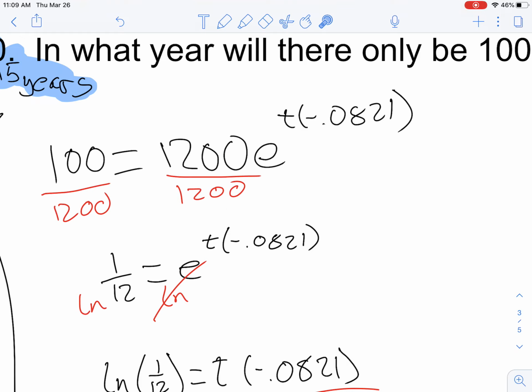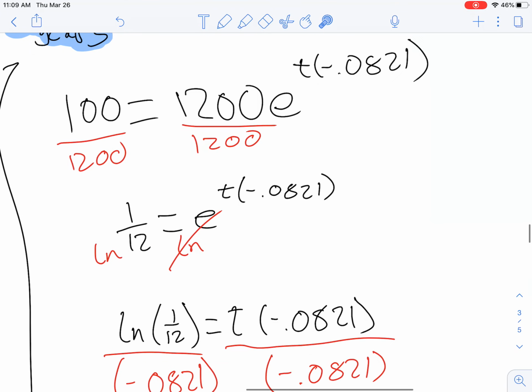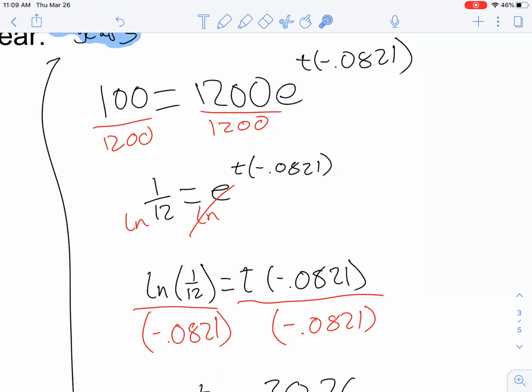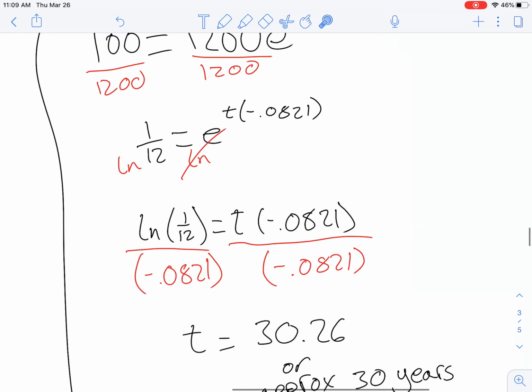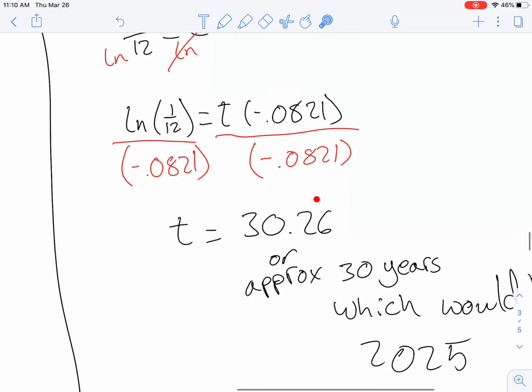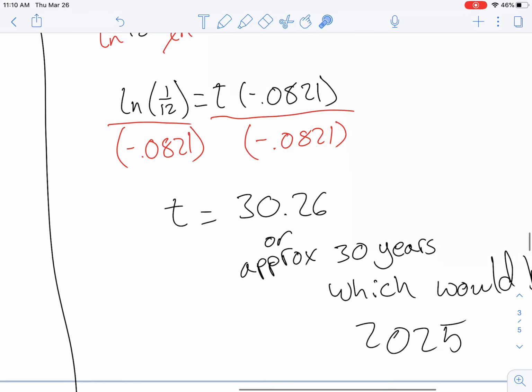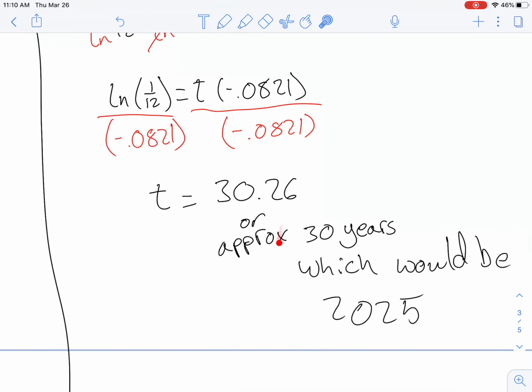So we divide 1200 to both sides. I rewrote it as 1 over 12, just got rid of the zeros. I just reduced the fraction, but I didn't actually evaluate the fraction. Then we natural log both sides. And that gives us the natural log of 1 over 12 equals t times negative 0.0821. So to get t by itself, I'm dividing this to both sides. And when I divide that to both sides, I get 30.26. I rounded a little bit, but it's really asking years, so 30 years.